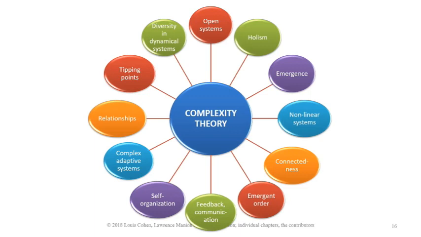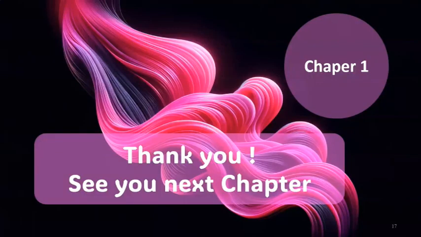I will explain complexity theory from notes from Chapter 1 through the next video. Before closing today's slides, I want to summarize complexity theory: open systems, holism, emergence, nonlinear systems, connectedness, emergent order, feedback communication, self-organization, complex adaptive systems, relationships, tipping points, diversity in dynamical systems. We'll see next chapter.